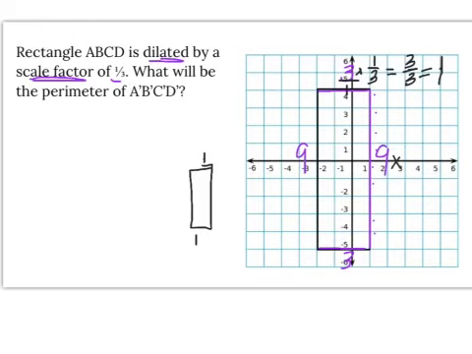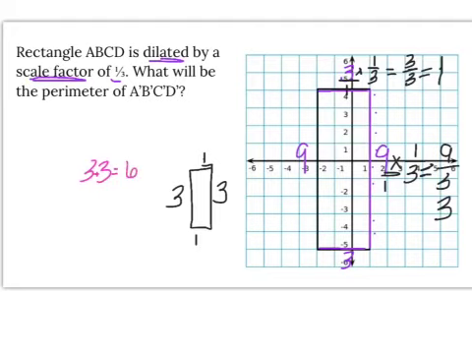And then for 9, I need to multiply it by 1/3. I get 9 over 3. And 9 divided by 3 is just 3. So the length of my new figure is 3. So now I just need to add all my sides up. 3 plus 3 is 6, plus 1 plus 1 gives me a perimeter of 8.